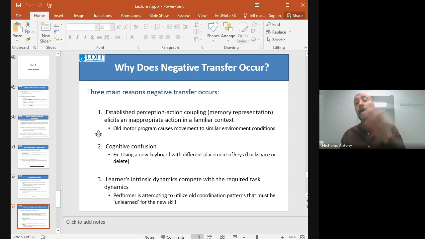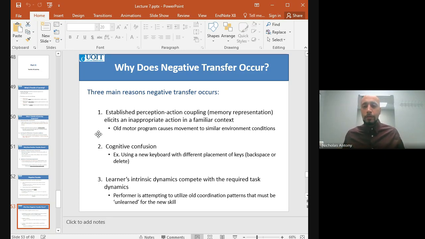So perception action coupling. Negative transfer can happen when the established perception action coupling is altered. So think of the car example. In previous experience, when I get in a car and I want to move it up, in some cars it's a button, in some cars it's a lever, right? So I always knew that when I got in my car and I wanted to move it forward, I would grab the lever, move it forward, and move it up, right? So perceive, then action, moving forward, okay?